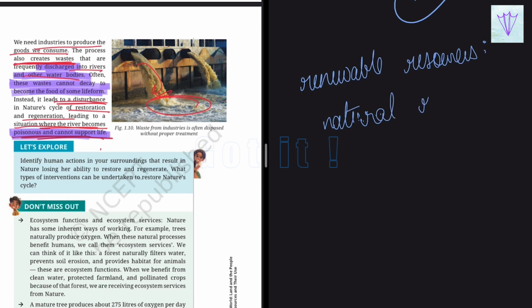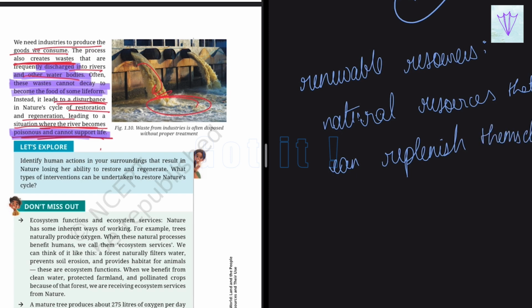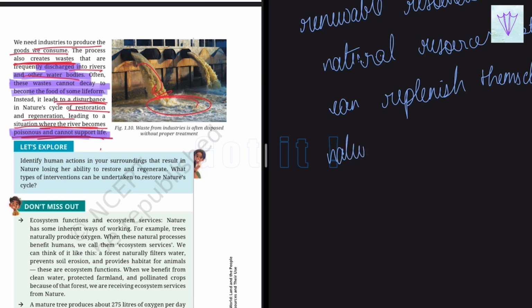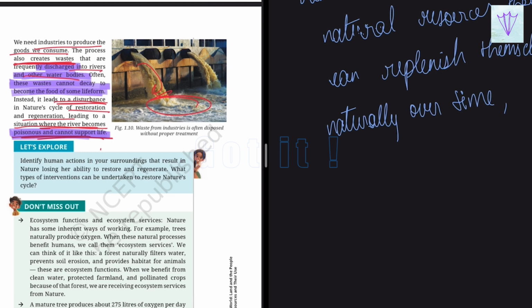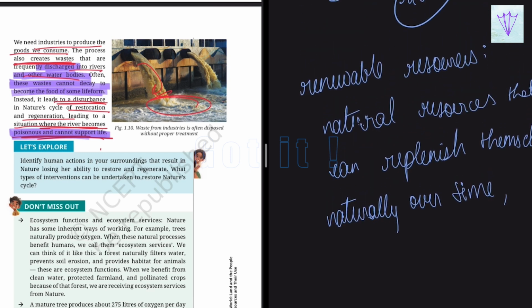These are the natural resources that can replenish themselves. That is, they can replenish themselves naturally over time. So it may take some long duration, but they can replenish themselves either through natural processes or by human intervention, but are not depleted. So renewable resources basically are not depleted when they are used.